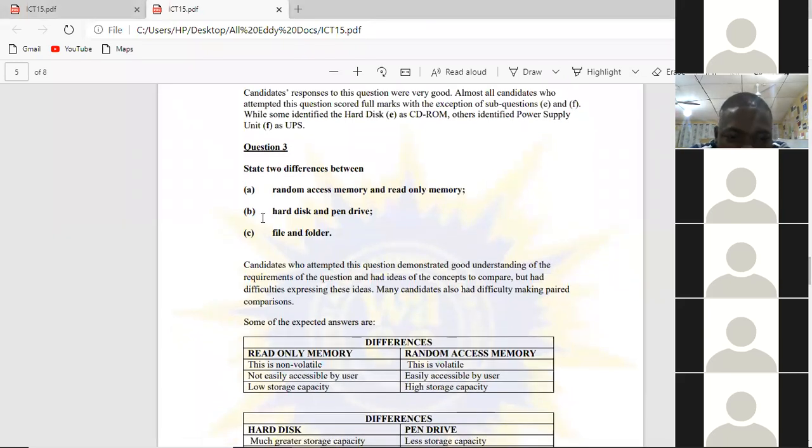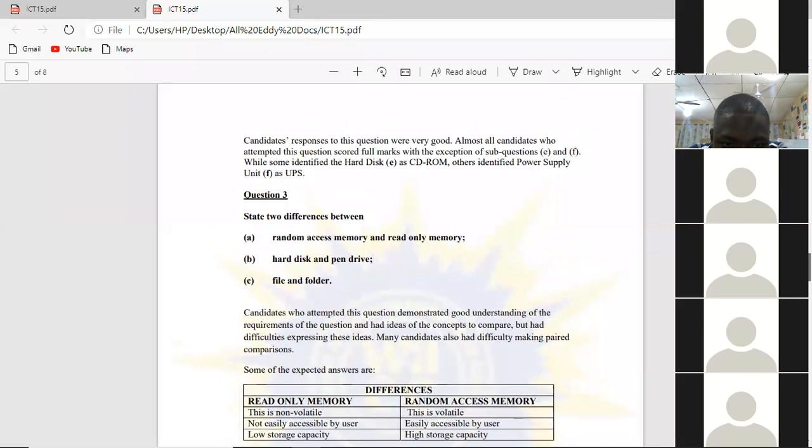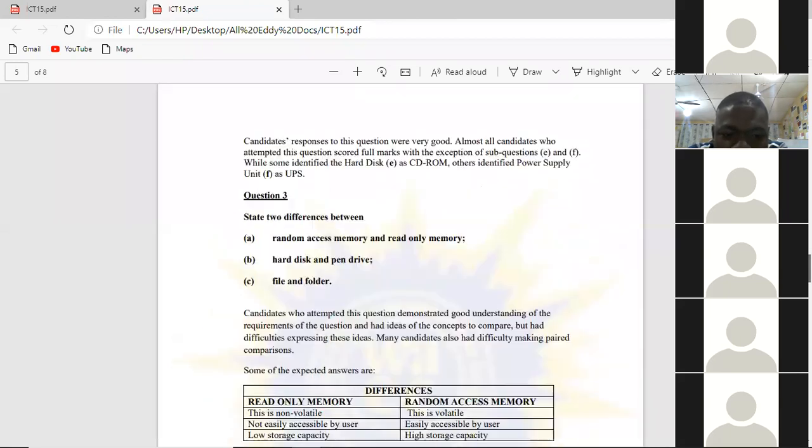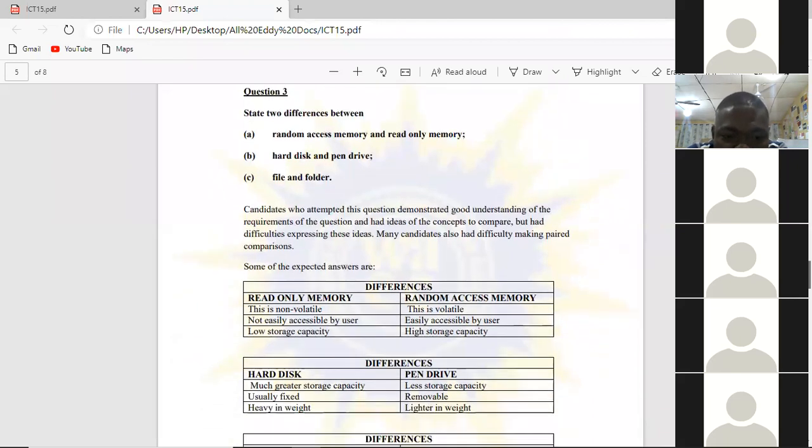Okay, Kingsley, you are going to give me the same thing. Kingsley, hard disk and pen drive. The pen drive has more storage capacity than the hard disk. Are you sure? No, it's the hard disk that has more. The hard disk has more storage capacity than the pen drive. Okay, and then the last one, file and folder. Kingsley, let's continue.